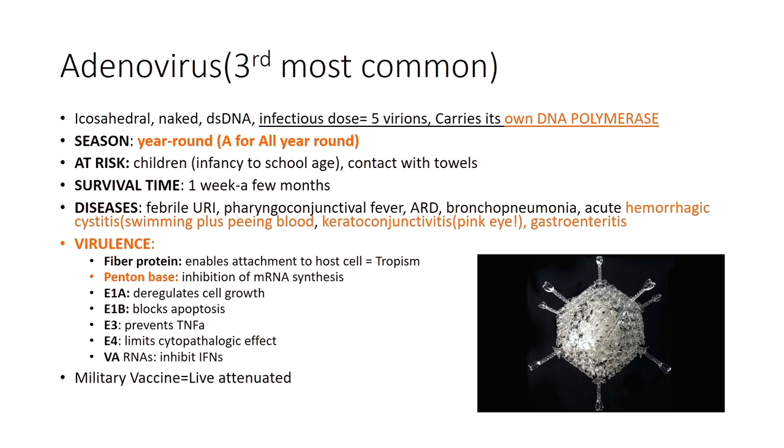Adenovirus is the third most common cause of common cold. And it's icosahedral. It's naked, double-stranded DNA, so it's a group 1 virus. For some reason, they like to have you know that an infectious dose is 5 virions, and that it carries its own DNA polymerase. Now, this is actually kind of important.